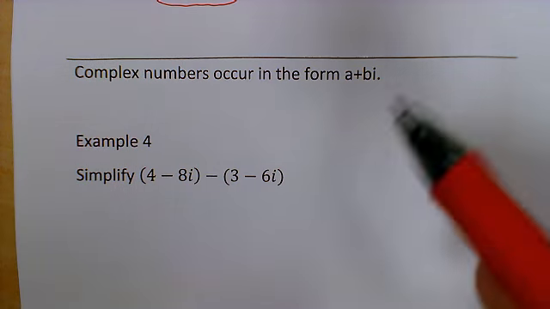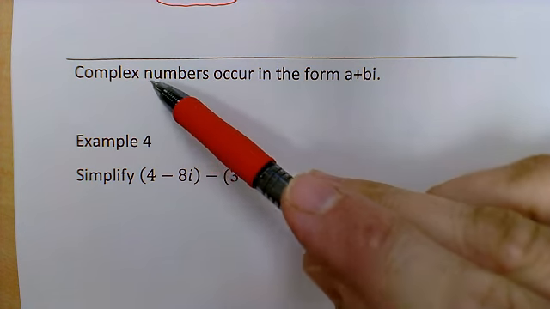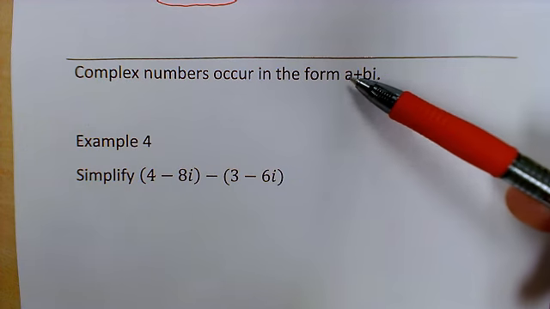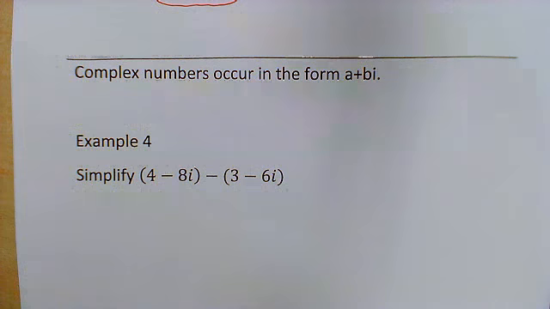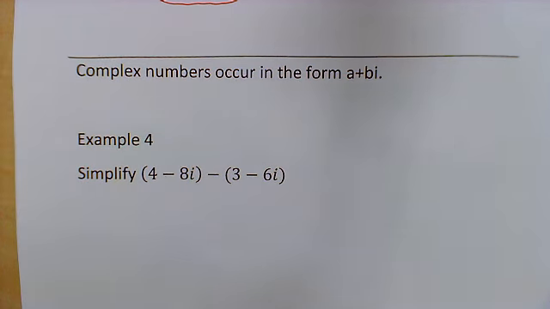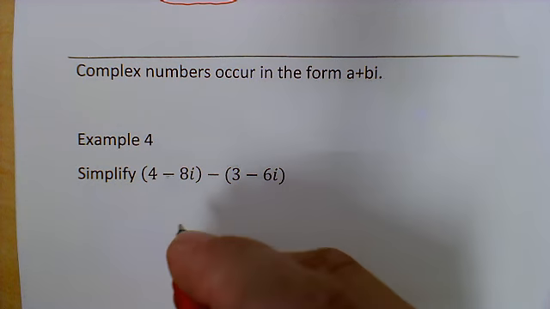All right, got a useful little note here that we would consider complex numbers to occur in the form a plus bi. You might see a be positive or negative, b could be positive or negative. Now we're going to go ahead and take a look at example 4 where we have two complex numbers being subtracted. Now this works very similarly to subtracting binomials. Combining like terms is how you can think of it, as a matter of fact.